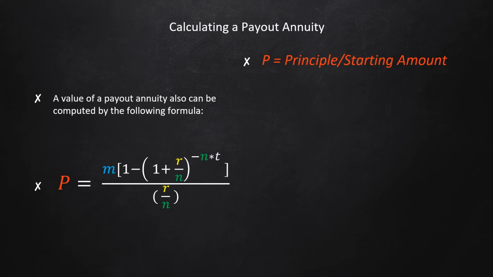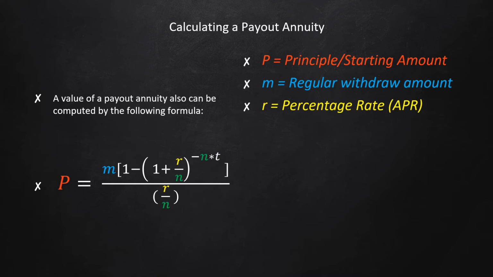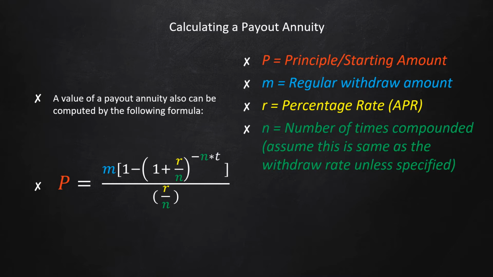P is our principal or starting amount. M, just like before, is our regular withdrawal amount. R is our percentage rate. N is the number of times we compound. And again, unless specified otherwise, we're going to assume that that's the number of times that you're withdrawing as well. And T is just the number of years.